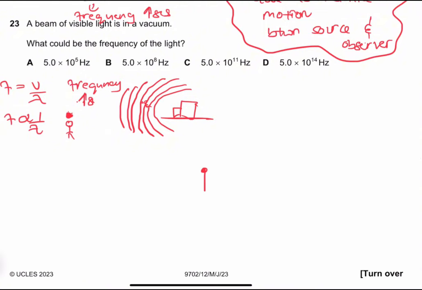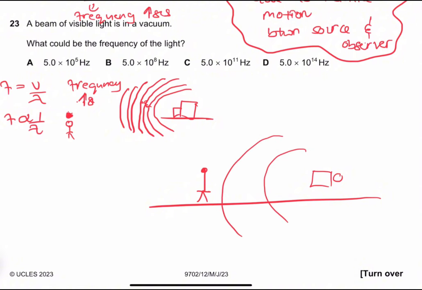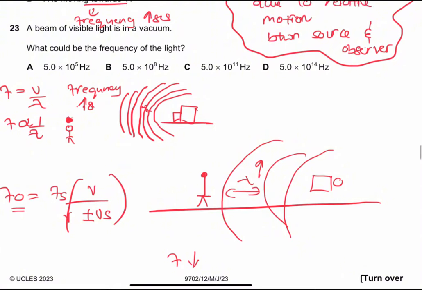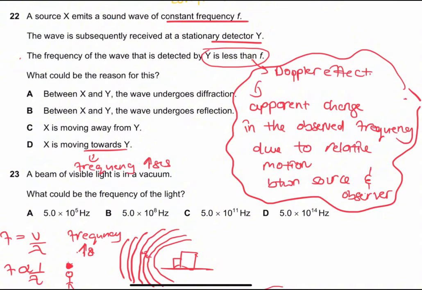So let's assume that this is the observer. If the car is now moving away from the observer, there's so much space present that the waves start to spread apart. And if this lambda increases, it means that the frequency will decrease. And we know that f0 is equal to fs v over (v plus or minus vs). So if lambda is changing, the frequency here will actually be less if you're moving away from an observer, and it will be more if you're moving towards an observer. So the answer becomes C.